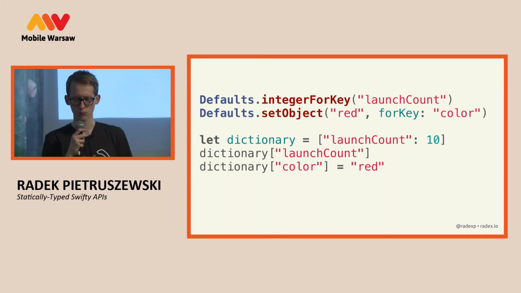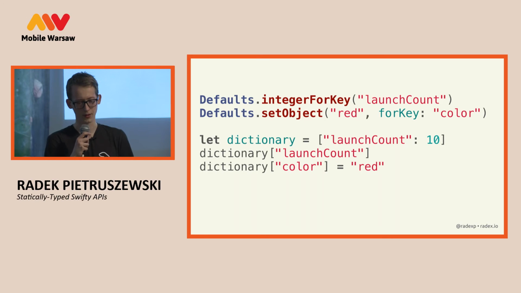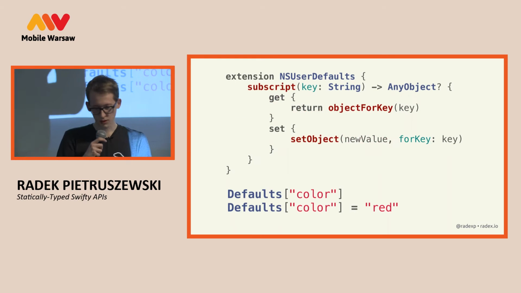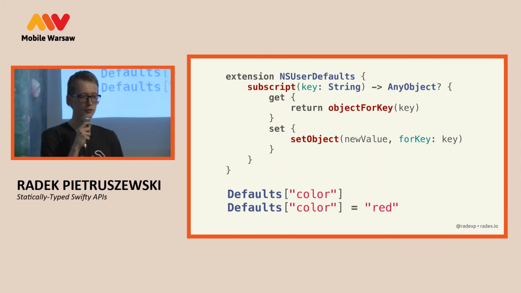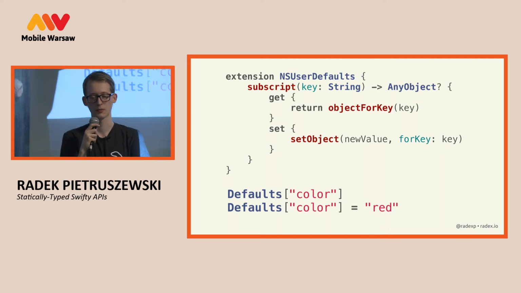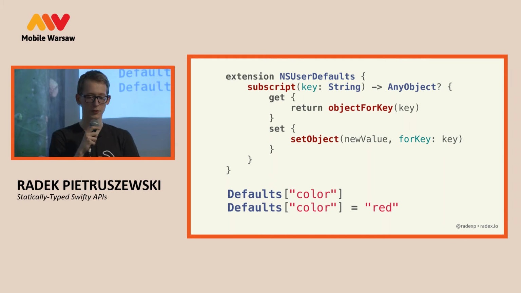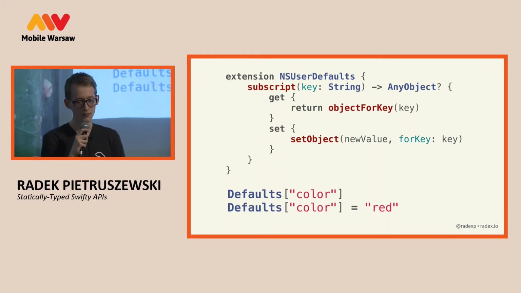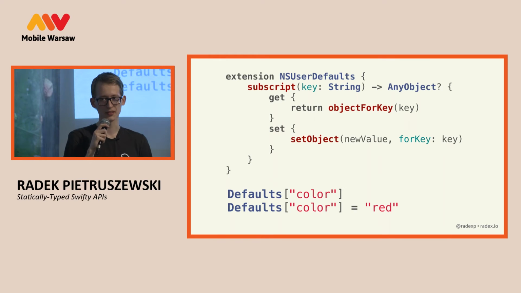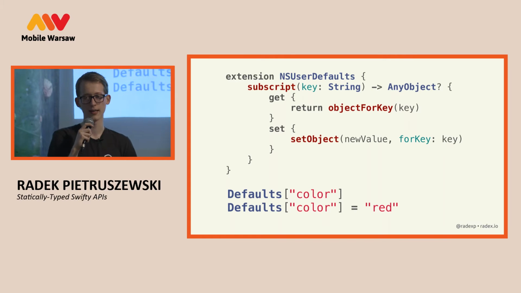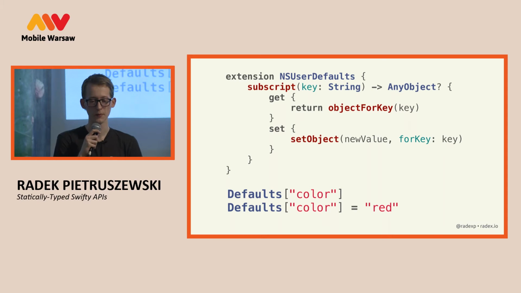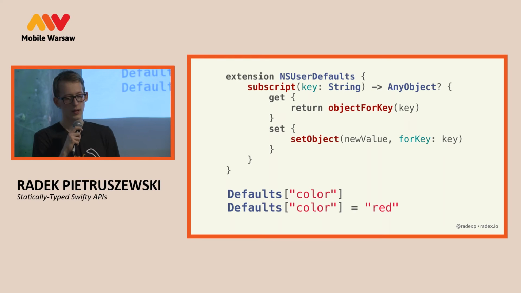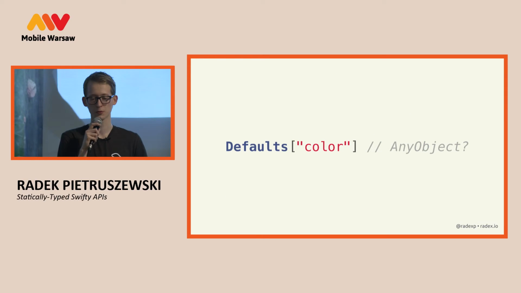So I thought, okay, what if we could have that in Swift? That was my first shot at the problem. I thought, okay, let me just extend NSUserDefaults and add a subscript. A subscript is just a Swift name for the square bracket syntax. And the cool thing about the subscript is that it has two parts. It has a getter and a setter. So I just define a subscript that returns object for key, sets object for key, and then I could do this, right? Defaults subscript color.